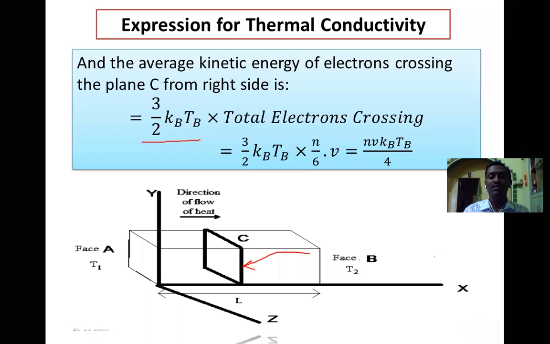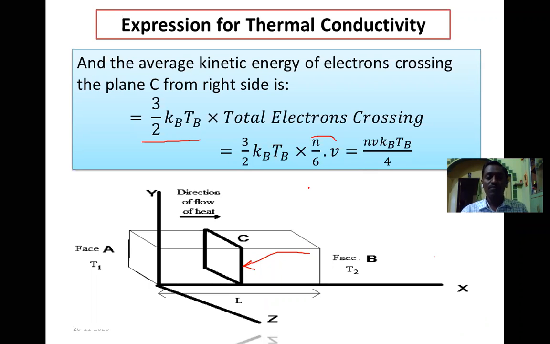Only difference is that here electrons are coming from phase B. Therefore, we need to mention here temperature Tb. Here 3 by 2 kB into Tb is the thermal kinetic energy of a single electron, into the total number of electrons crossing, that is n by 6 into V. So it will be nV kB Tb by 4. So we know nV kB Ta upon 4 is the average kinetic energy due to electrons from the left hand side, and nV kB Tb upon 4 is the average kinetic energy due to electrons coming from the right hand side.